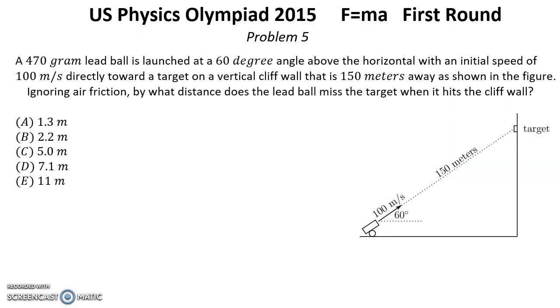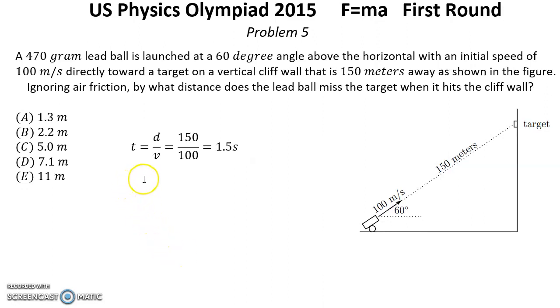Ignoring air friction, by what distance does the lead ball miss the target when it hits the cliff wall? Solution. This problem is better to solve in the frame of reference which starts to fall down with the acceleration g at the moment of the shot. In this frame, the target will not move and the ball will move directly to the target with a speed, 100 meters, and we can count at what time it will reach this target.